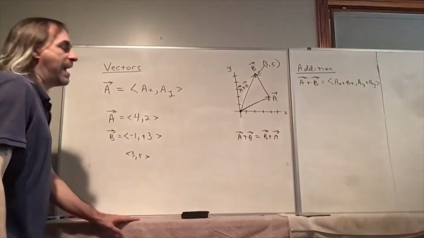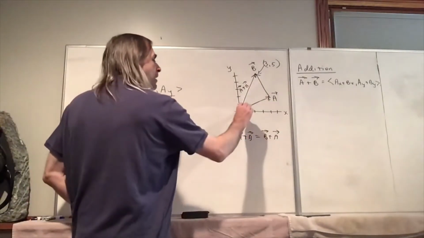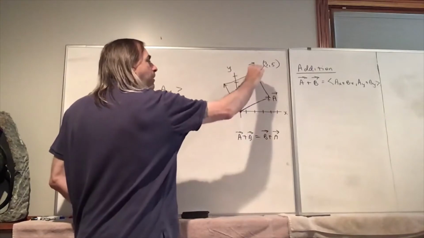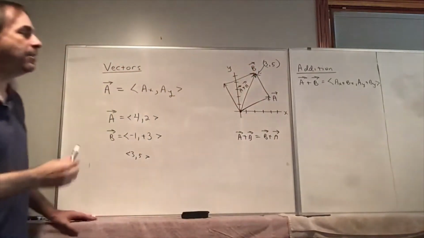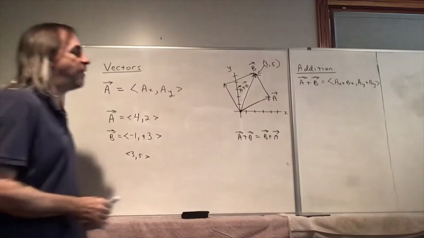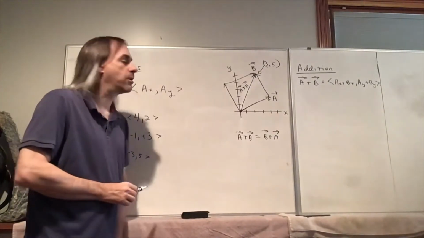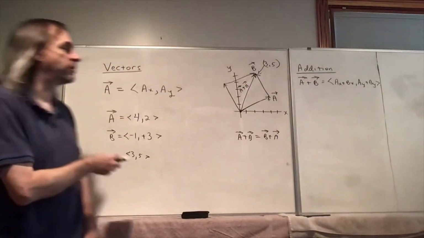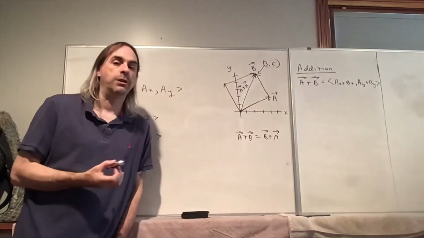So you could do it that way. You could start at the origin and take vector B, which points in this direction, and then vector A, which points in this direction, and you'll end up at the same place. We can also define a graphical way to add vectors called the Parallelogram Rule. This is very useful if we're talking about something like forces.